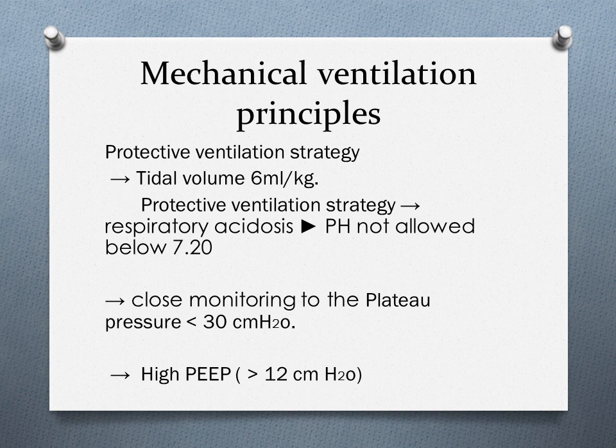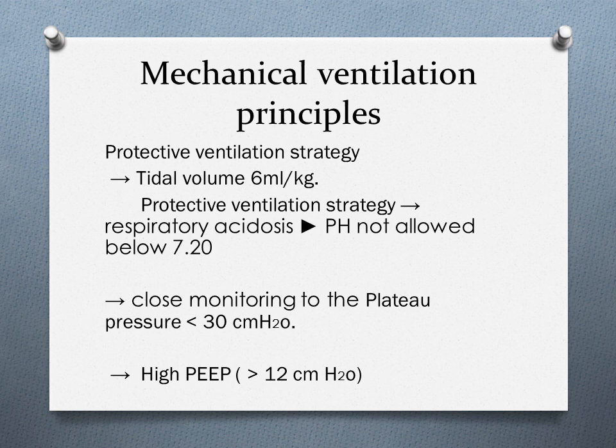To avoid mechanical ventilation induced lung injury, you need to avoid these two main factors, hyperinflation and alveolar collapse. So, how to avoid hyperinflation? You need to follow what is called the protective lung ventilation strategy, which ensures that you maintain the tidal volume at a low level, less than 6 ml per kilogram, with close monitoring of the end inspiratory plateau pressure, not to be increased more than 30 centimeter water.